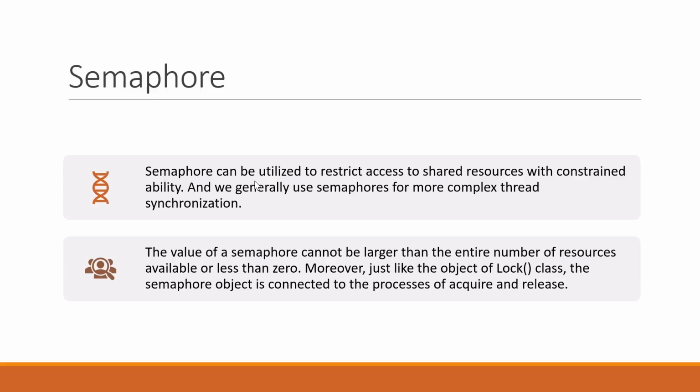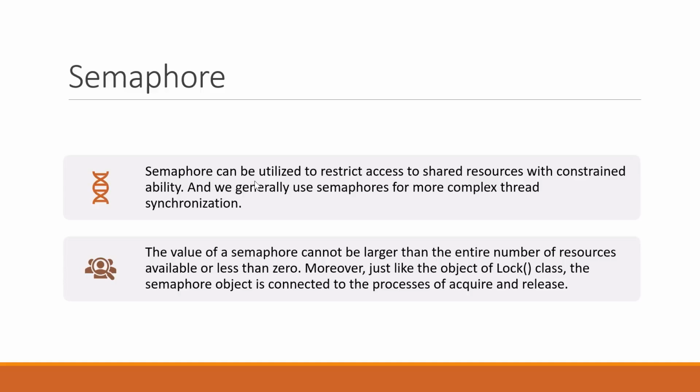Semaphore can be utilized to restrict access to the shared resources with constrained capability, and we generally use semaphores for more complex thread synchronization. A semaphore is merely a variable that shows how many resources are at hand right now. A semaphore is something like a parking lot with a sign indicating how many spaces are available on a particular level of a mall. The value of a semaphore cannot be larger than the entire number of resources available, and it should not be less than 0. Moreover, just like the object of the lock class, a semaphore object is also connected with the acquire and release methods, so we can use both of them with the semaphore as well.